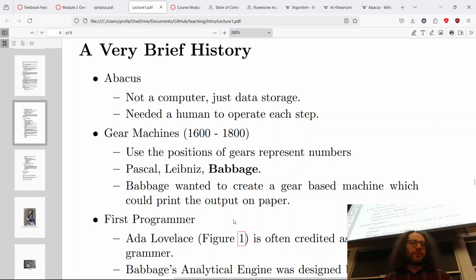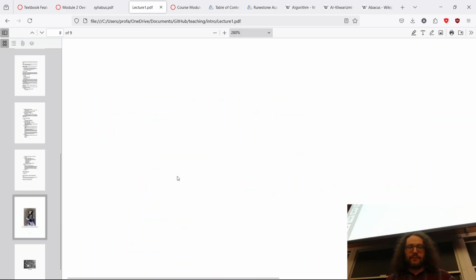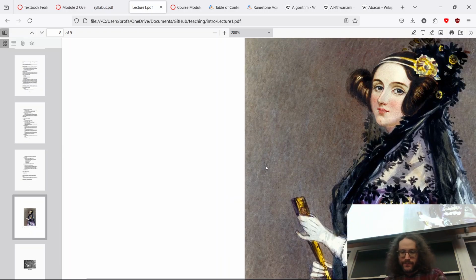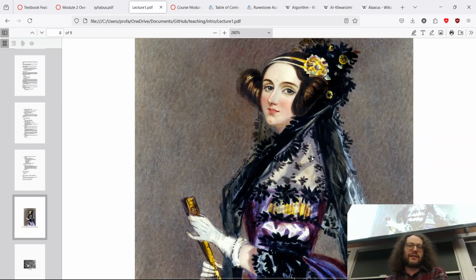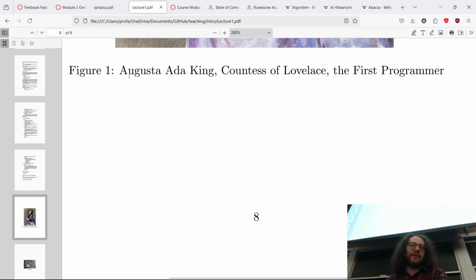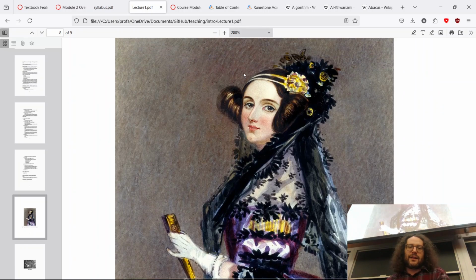Okay, so the general consensus is that the first programmer, whoever lived, was Ada Lovelace. Here's the portrait of Ada Lovelace, as she's commonly called, or more specifically, her name is Augusta Ada King, the Countess of Lovelace. And just throwing this out there. Anybody know who her dad is?